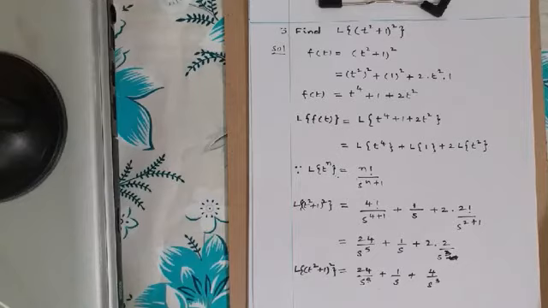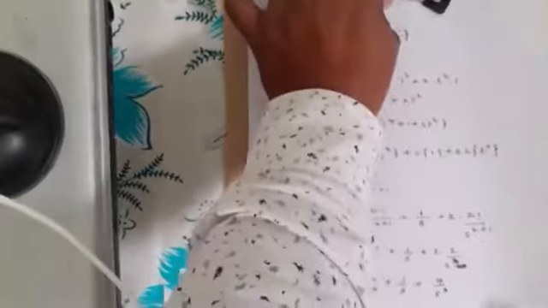Listen to what I am teaching here. This is the problem of how to find L of (t square plus 1) whole square. I hope you have understood this third problem. I'm just taking out this third problem now. I'll do the fourth problem right now. Now let us have a fourth problem.